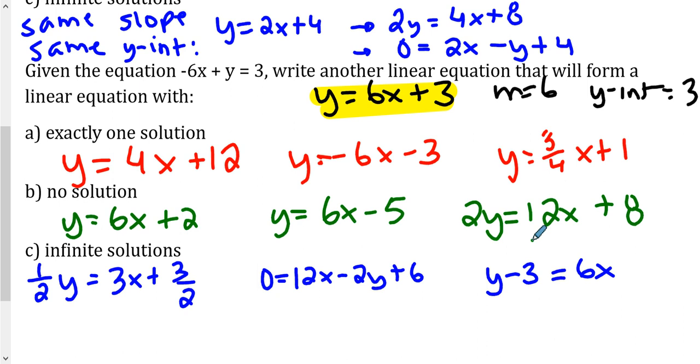So hopefully that makes sense and you're clear on understanding the number of solutions. We'll be moving on in the next lessons to solving some of these systems algebraically, right? Finding the actual solution without graphing.